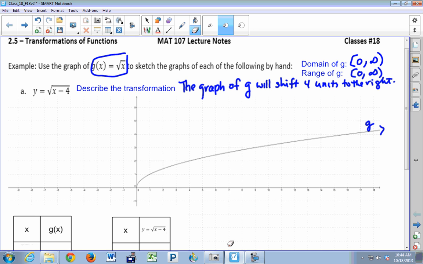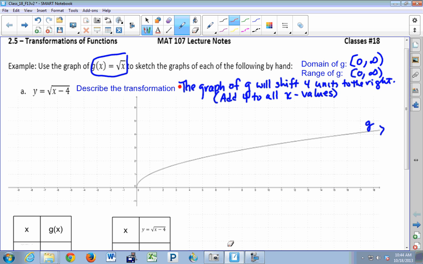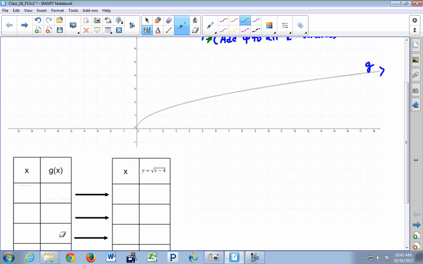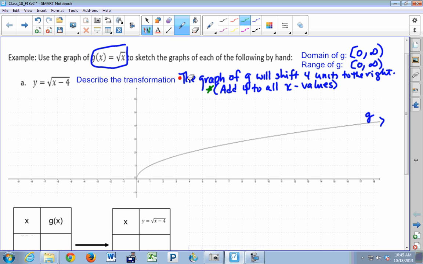Another way some people like to think of it is that they're going to add 4 to all x values. That's just another way people like to think of it. So the first description is thinking of the picture of the graph, versus adding 4 to your coordinates, the second version, where you would work with your tables like I have down here, which you can draw in a minute. The first version is more of a visual.